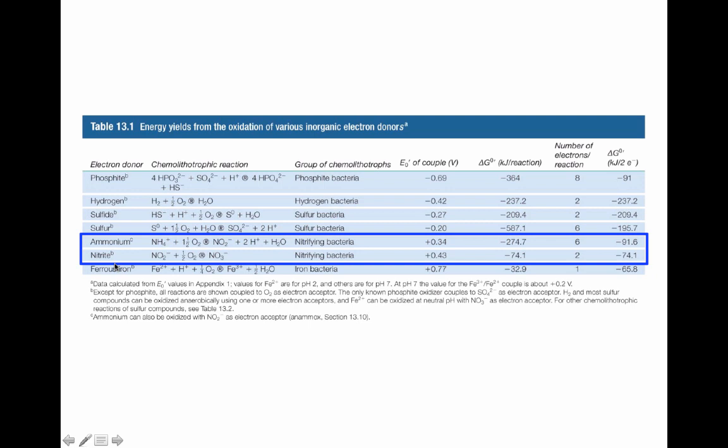Now the oxidation of nitrite into nitrate, this reaction that you see in the middle, is going to be also carried out by other types of nitrifying bacteria, and that is going to have a delta G naught of minus 74.1 kilojoules. So both of these reactions are going to be energetically favorable for the microorganism.